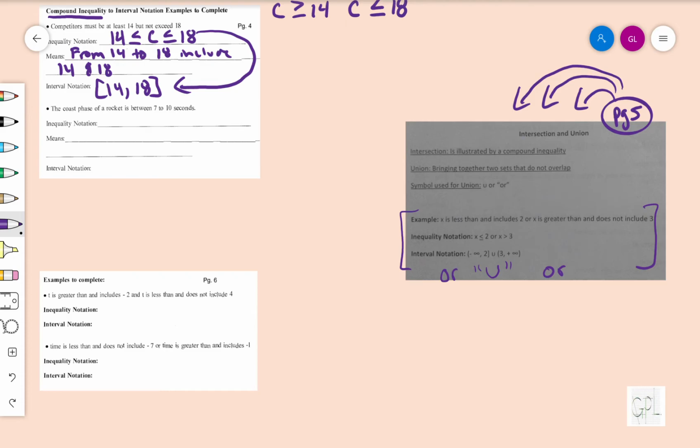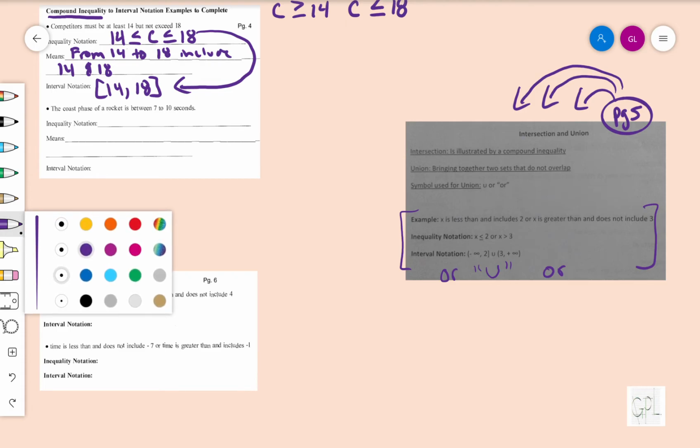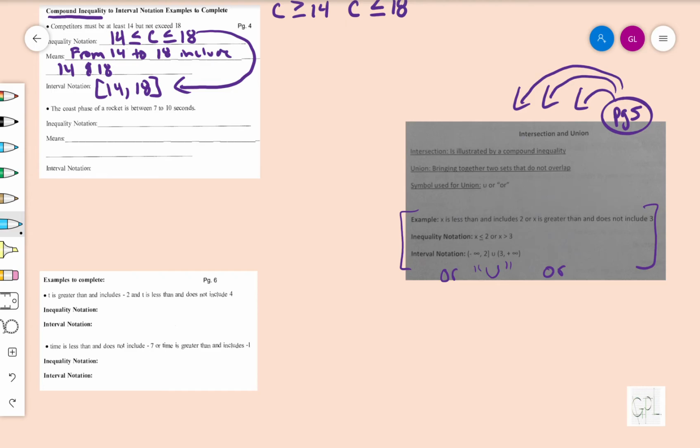Last one here, page 6. T is greater than and includes -2. So now we don't really have any scenarios here. Now it's just straight inequality and interval. Do you understand what it says? So t is greater than and includes -2. So let's put that as an inequality. So t, I just want to switch colors up just to do it. t is greater than and includes -2.